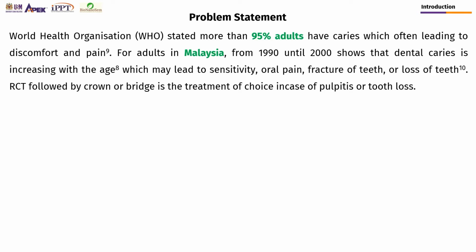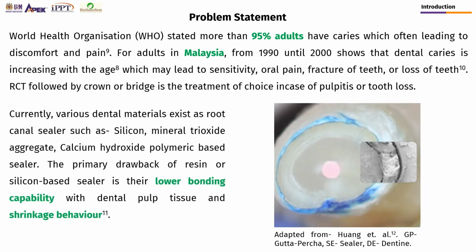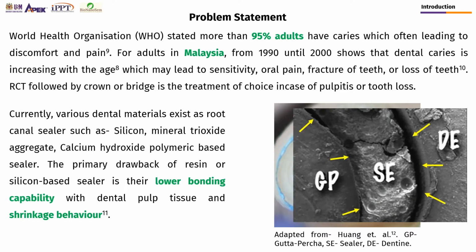Crown and bridge may fracture, become loosened, and need replacing due to patient factors such as heavy smoking habits and poor oral hygiene. Currently, various dental materials exist as root canal sealer such as silicone, mineral trioxide aggregate, calcium hydroxide, and polymer-based sealer. The primary drawbacks of resin or silicone based sealer are their lower bonding capability with dental pulp tissue and shrinkage behavior.